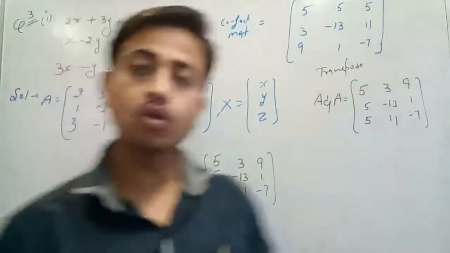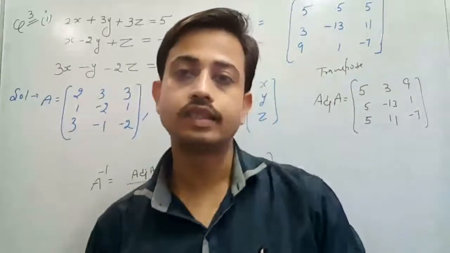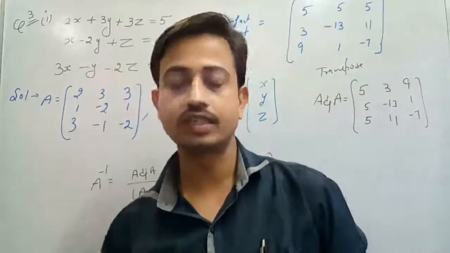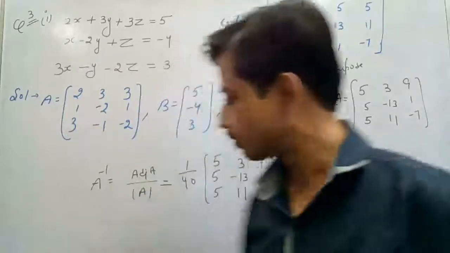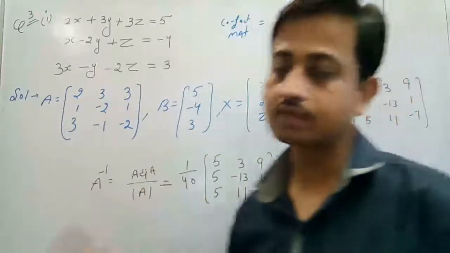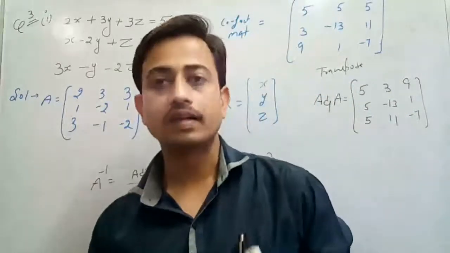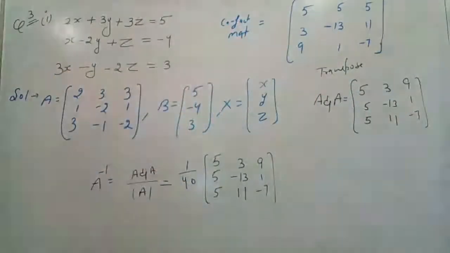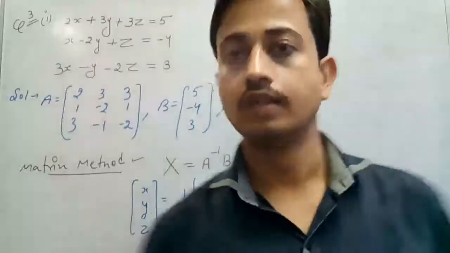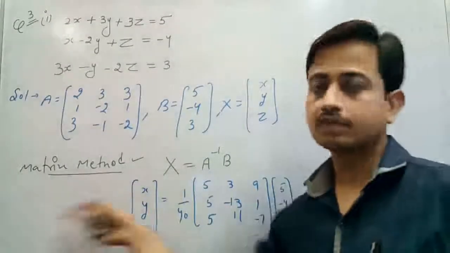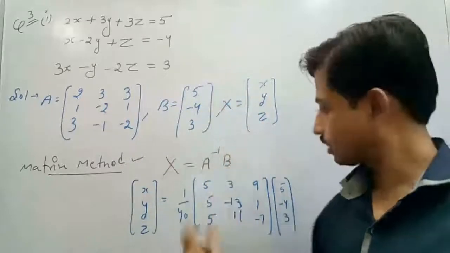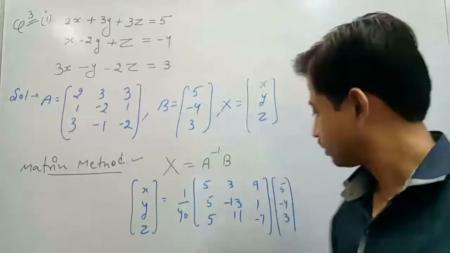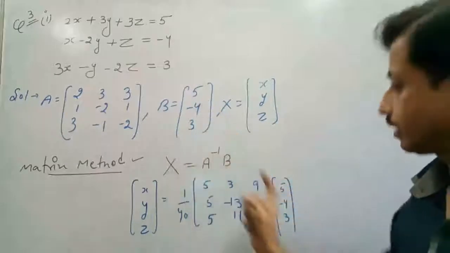Now our next step is what? We have to put all these into the matrix method. X is equal to A inverse B. So I am rubbing this portion. Please make a note first, then I will give the multiplication results. So I put the matrix method X is equal to A inverse B. X is X, Y, Z. A inverse we already got. And what is B? B is 5, minus 4 and 3.